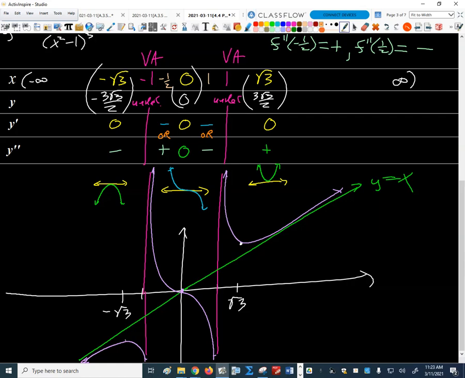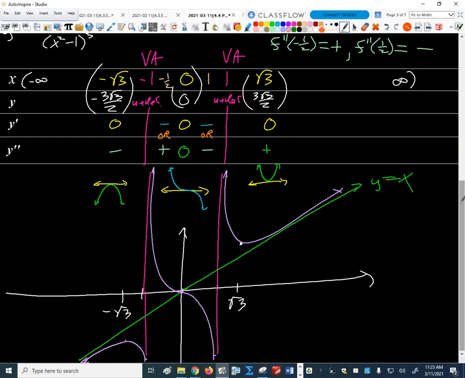Okay, visually, does this thing have any symmetry? We forgot to check the symmetry. Does it have any symmetry? Remember, even symmetry would be reflecting symmetry about the y-axis. Odd symmetry would be rotational symmetry about the origin. Good, so it's rotational, isn't it? Yeah, it's rotational about the origin, so it is odd symmetry.